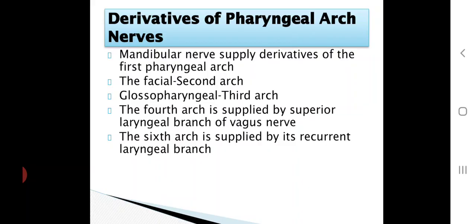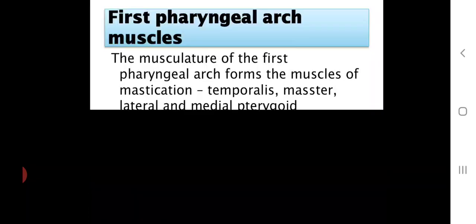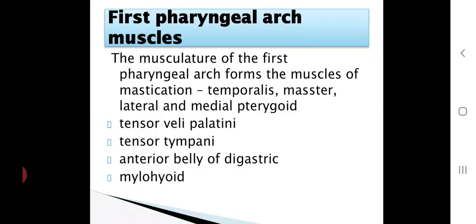Again, now we will come to the muscles of the pharyngeal arches. I hope until now we are clear in understanding the two parts we have completed in the pharyngeal arches, bony derivatives and then the nerves of the arches. Now we will come to the muscles of the arches. As I told, the mandibular nerve supplies 8 muscles. They are the first pharyngeal arch derivatives.